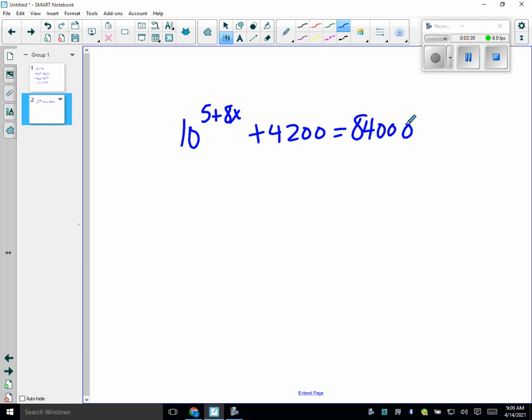Okay, before I can take the log of both sides, I need to get it where I just have a number and an exponent on one side. Minus 4,200. So 10 to the 5 plus 8x equals what? 79,800? Do you all agree? Now what should I do?